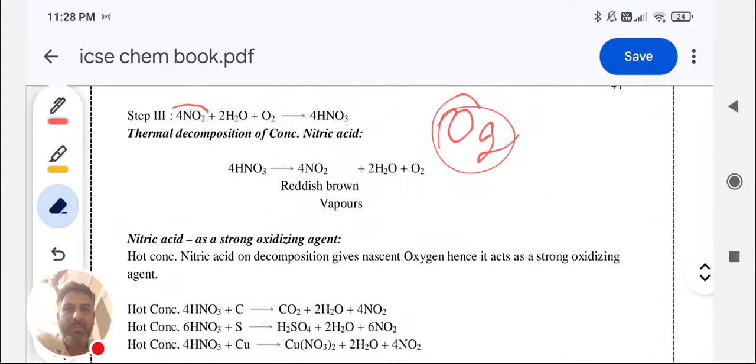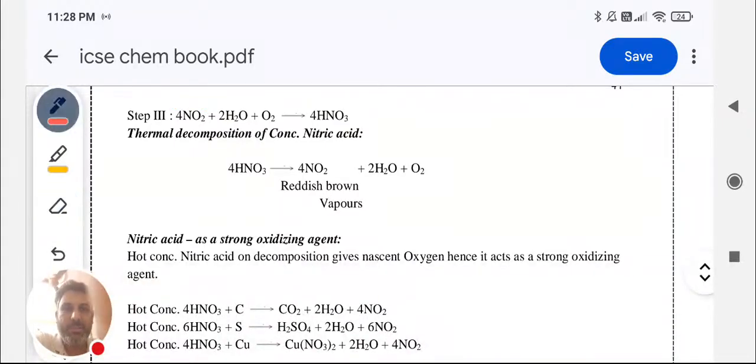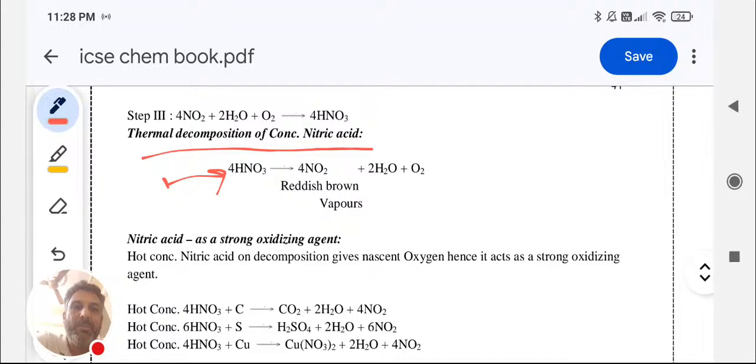Then the reactions of nitric acid. The first one is thermal decomposition. This is the decomposition of nitric acid, which will give you nitrogen dioxide, water and oxygen.